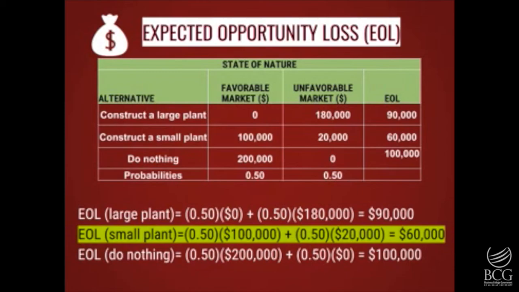is equal to 90,000. For the EOL of the small plant, we have 0.5 times 100,000 plus 0.5 times 20,000, which is equal to 60,000. For the EOL of do nothing, we have 0.5 times 200,000 plus 0.5 times 0, which is equal to 100,000. Since we are talking about losses, we choose the alternative with the least opportunity loss, which is to construct a small plant. Therefore, our decision would be to construct a small plant.